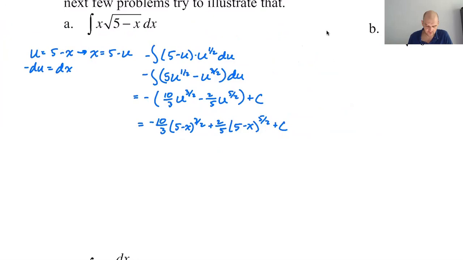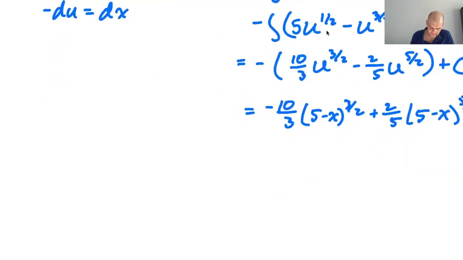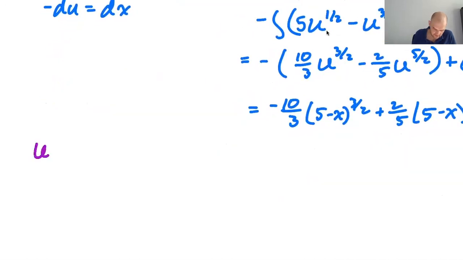Method 2 is similar, but instead of letting u be the thing inside the radical, let u be the entire radical. So I'm going to say u is the square root of 5 minus x. So u equals the square root of 5 minus x. So now what happens? Do not try to find du at this point. Only find du after you've isolated x.